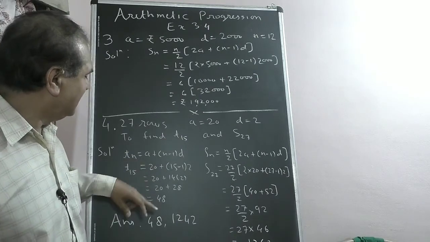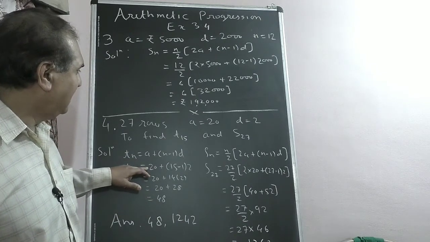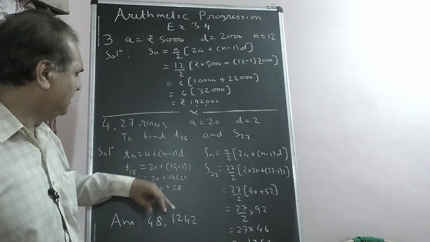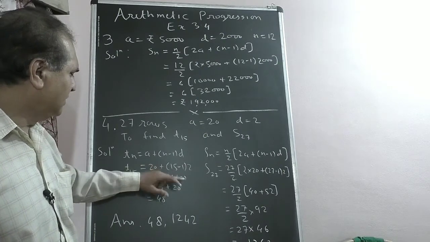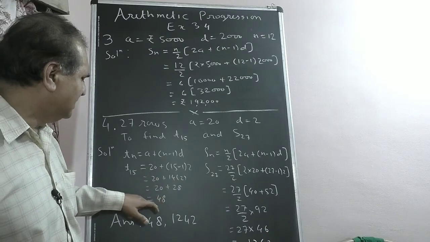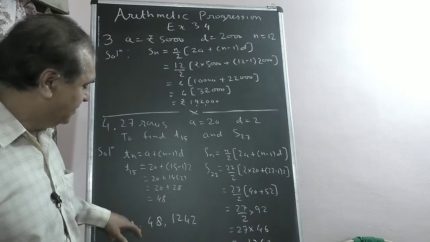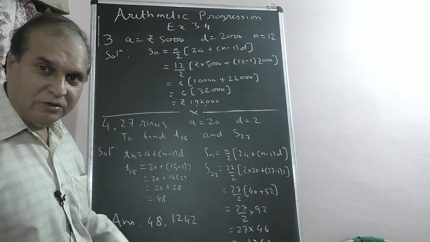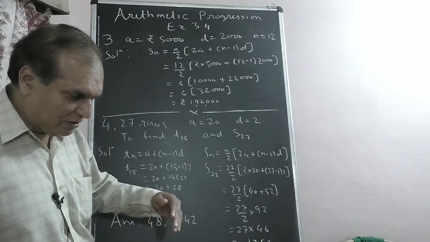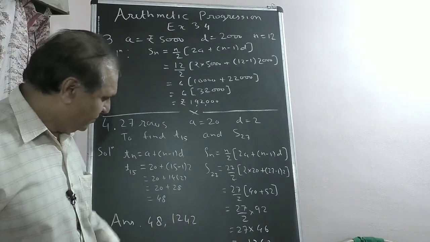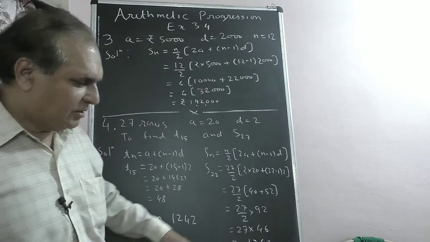Tn is A plus n minus 1 into d. T15: A is 20, 15 minus 1 into D, D is 2. 14 into 2 is 28. 20 plus 28, that's 48. That is the answer. 48 seats in the 15th row. Getting from 20, 22, 24, go ahead. 48 in the 15th row. Okay, it is like this.